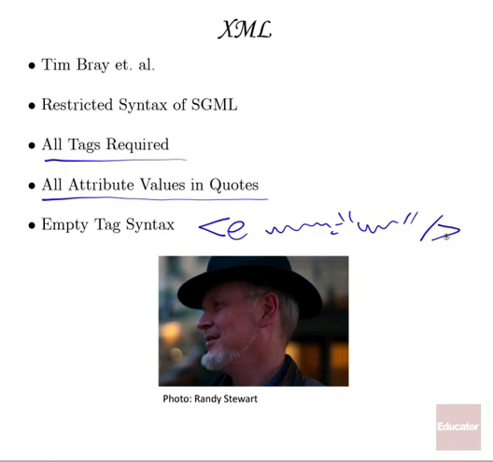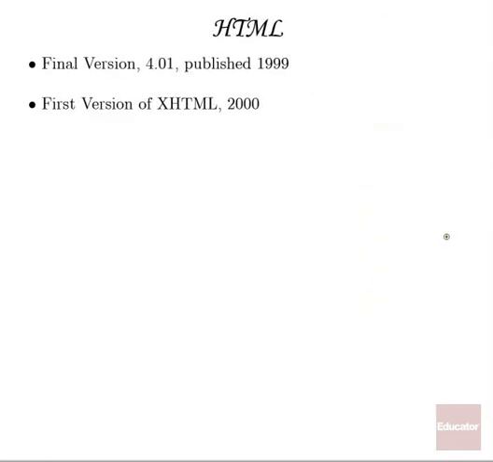So XML was first published in 1998, and the plan originally was for all web development to move over to XML in one form or another. The first step was to get HTML translated as an XML language. So the final version, or what was then the final version of HTML, version 4.01, was published in 1999. And the first version of XHTML, the Extended Hypertext Markup Language, which was HTML 4.01 based in XML, was released in 2000.